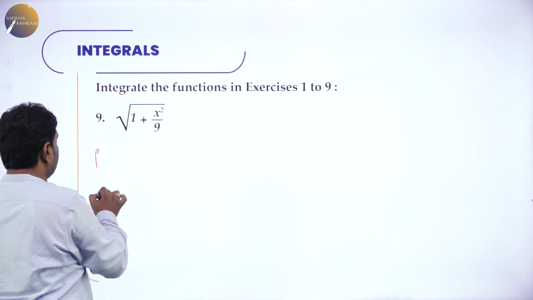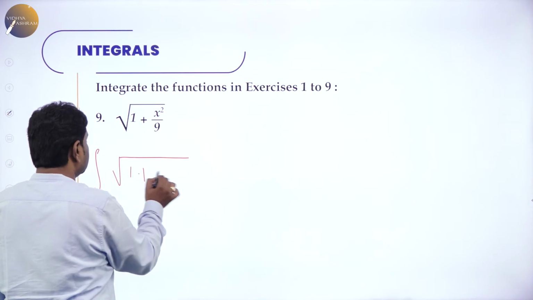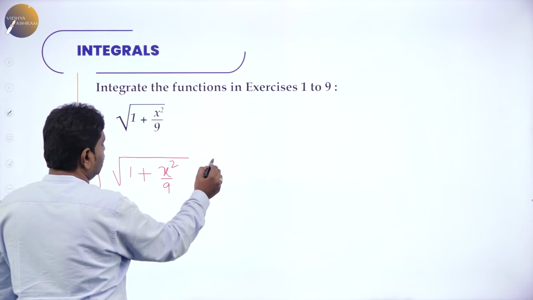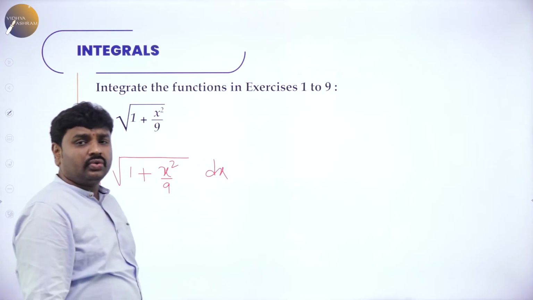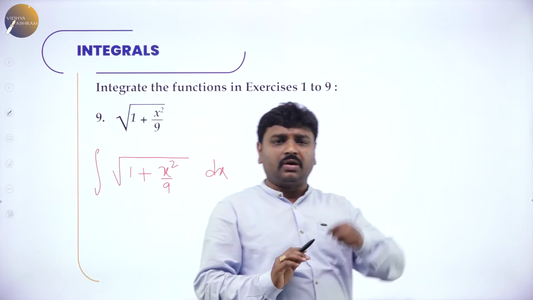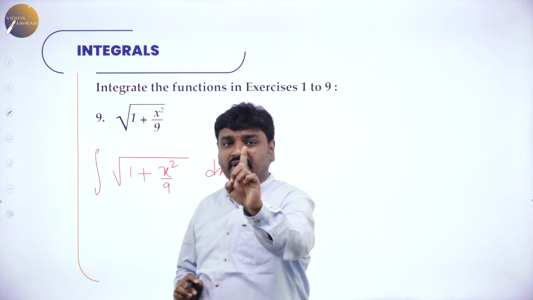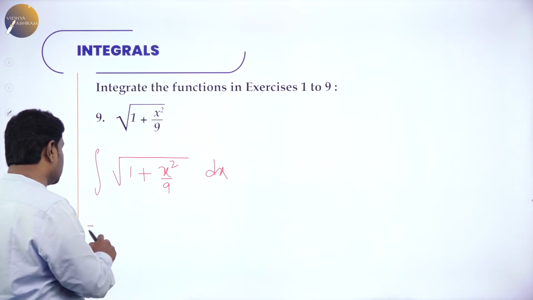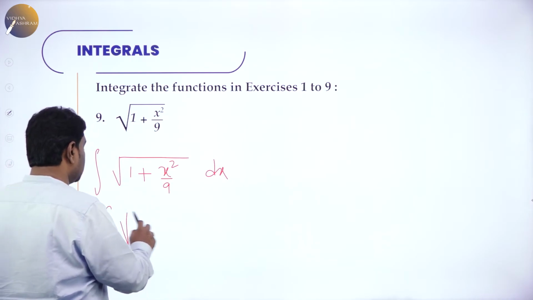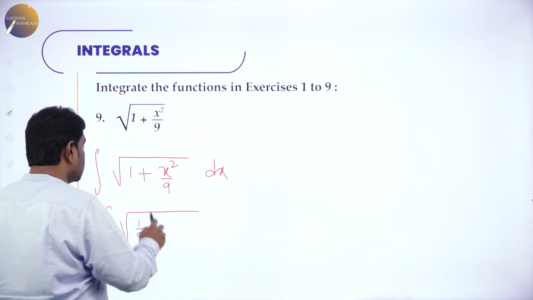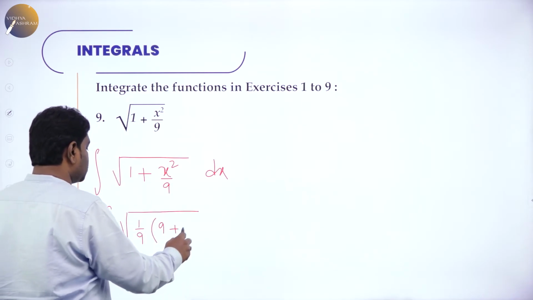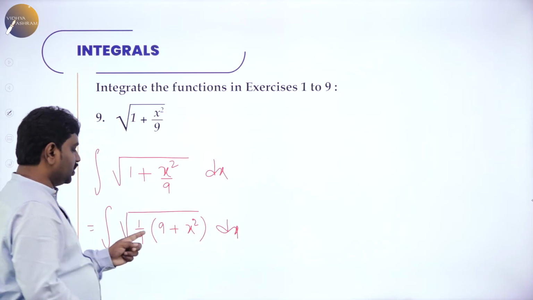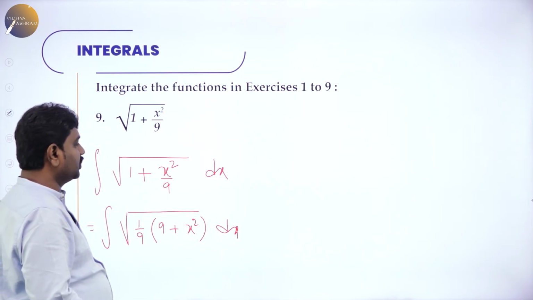So now the integral of root of 1 + x²/9 dx. This is the given problem. I told you we learned specific integral formulae. In all the formulae, the x² coefficient is 1. But here we have x² coefficient 1/9. So the x² coefficient should be 1. To make it 1, take 1/9 common. So here this will become 9 plus this will become x². I'm taking 1/9 out. Here there is no 1/9, so multiply by 9. If you multiply, it will become 1.